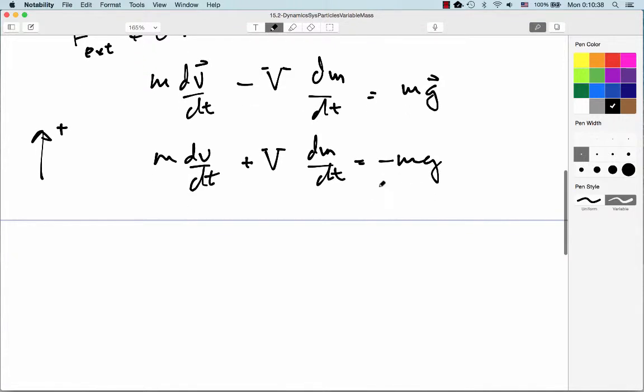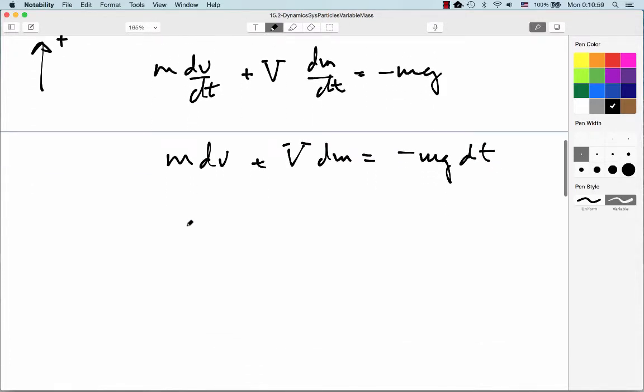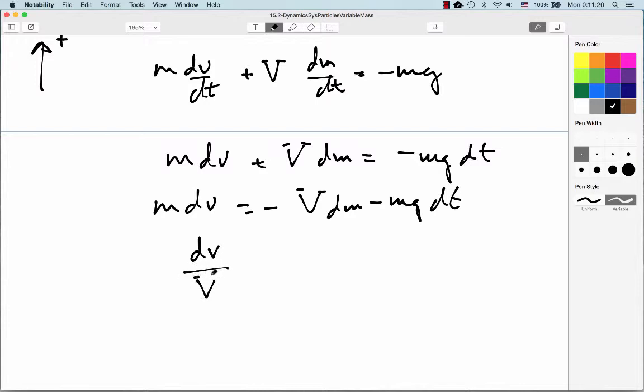All right. So working to solve this, I can get m dv plus V dm equals minus mg dt. First things first, we want to get a final velocity, so let's separate that out. So this is m dv equals minus V dm minus mg dt. If we divide through by little m and by big V both, I will get dv over big V is equal to minus dm over m minus g over V dt.